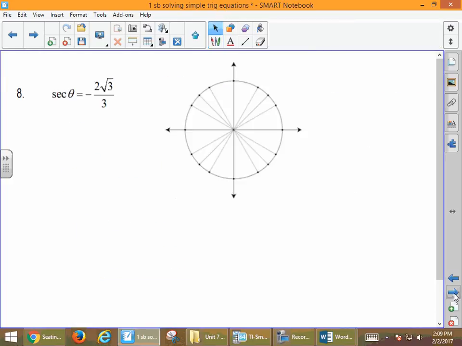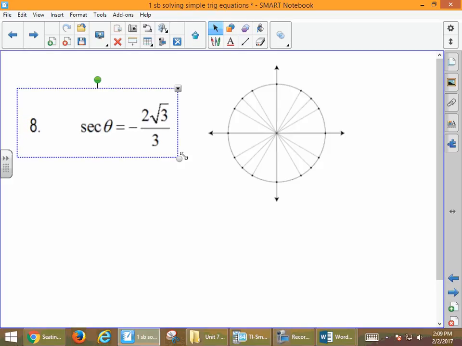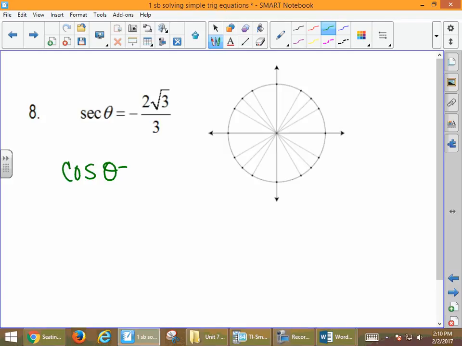We take a look at number 8 here. Secant of theta equals negative 2 radical 3 over 3. And remember, we're not as familiar with secant, but we know what we can do. What's the reciprocal of secant? Cosine. So cosine of theta. Since we've got the reciprocal here, we'll take the reciprocal of our fraction, and it's going to be 3 over 2 radical 3, and don't forget the negative.